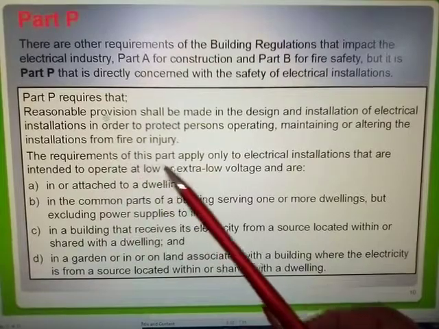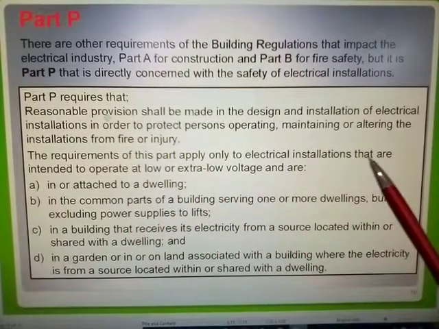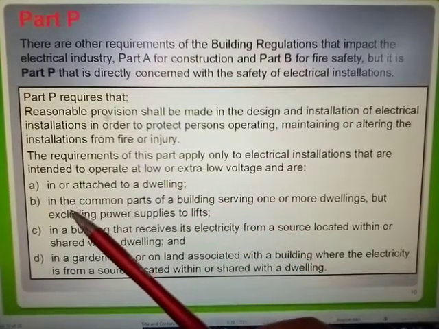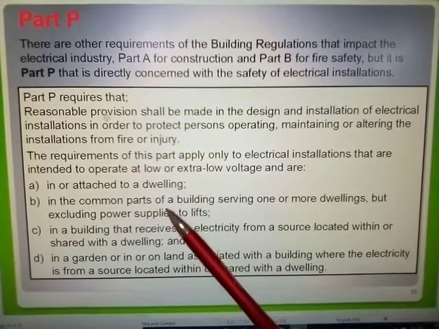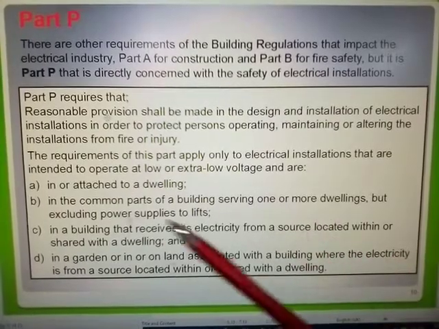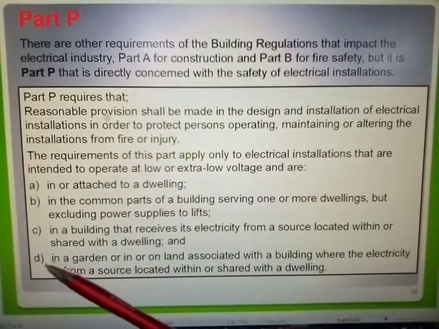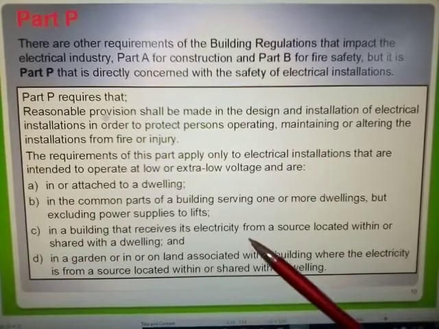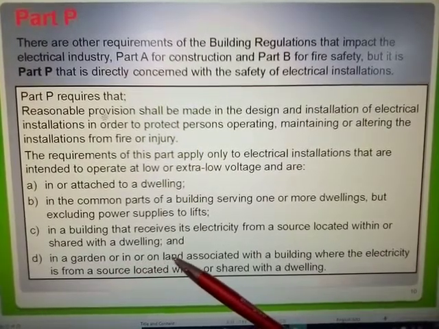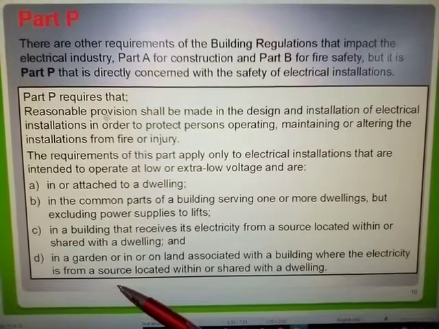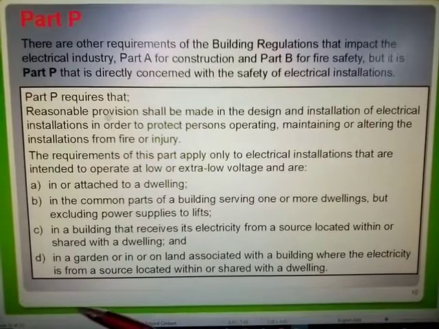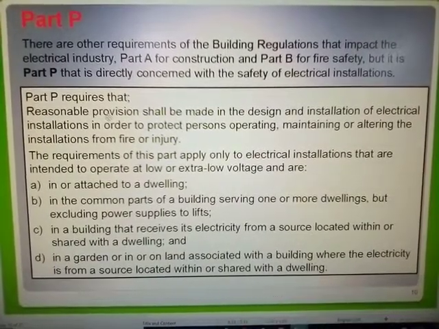The requirements of this part apply only to electrical installations that are intended to operate at low or extra low voltage and are: A, in or attached to a dwelling; B, in the common parts of a building serving one or more dwellings, but excluding power supplies to lifts; C, in a building that receives its electricity from a source located within or shared with a dwelling; and D, in a garden or on land associated with a building where the electricity is from a source located within or shared with a dwelling.